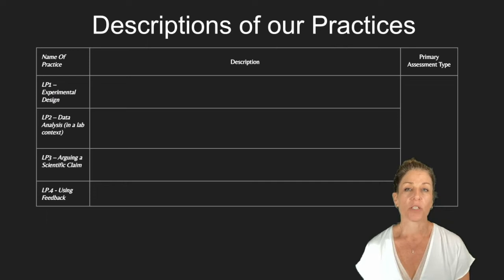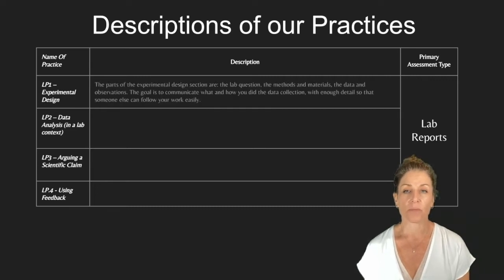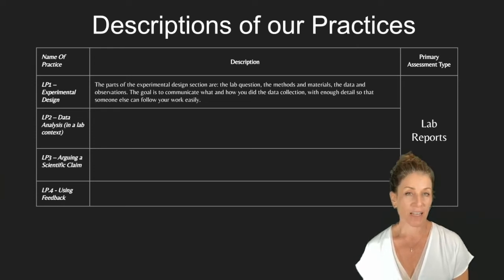So here's a description of each of our 10 practices. I want to just read them through so you can take some time to understand the purpose of each one. When you hand in a lab report, you will get a score on each of the following 4 practices. Experimental design has the lab question, the methods and materials, the data and observations.